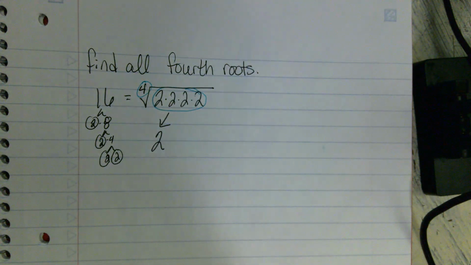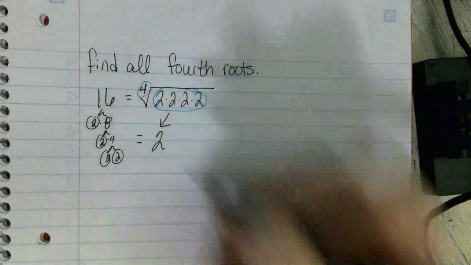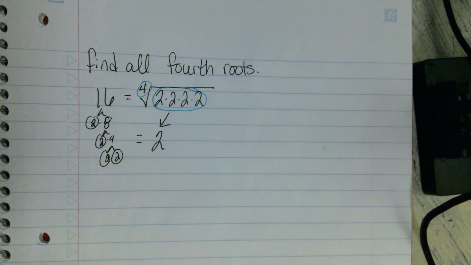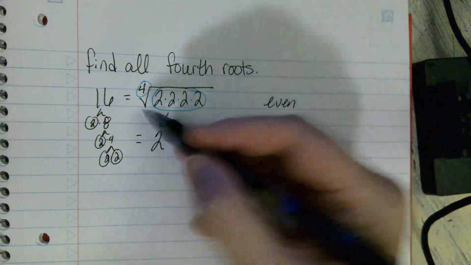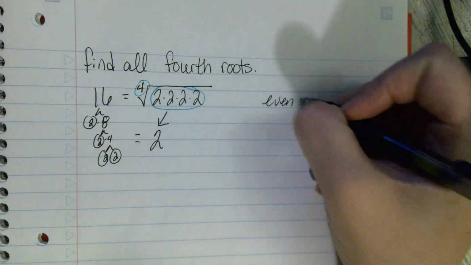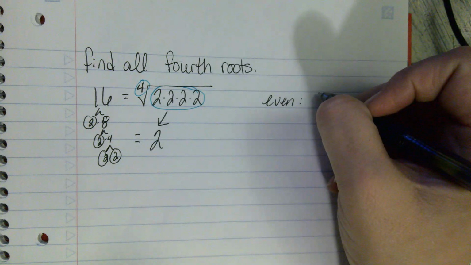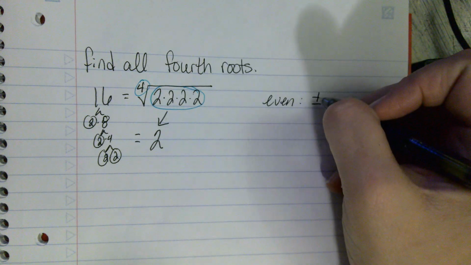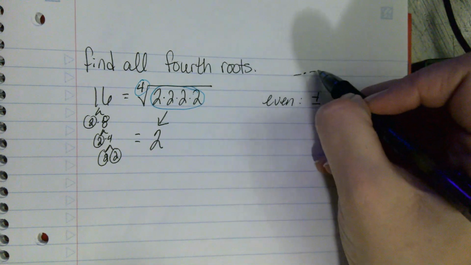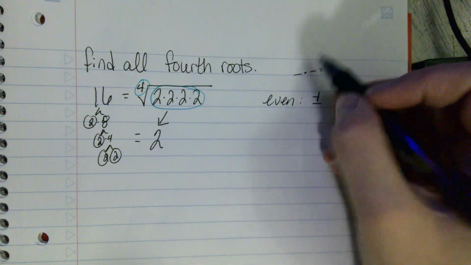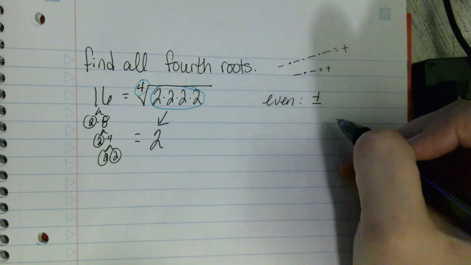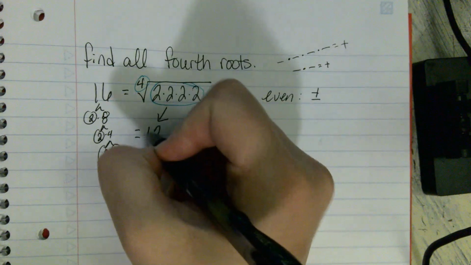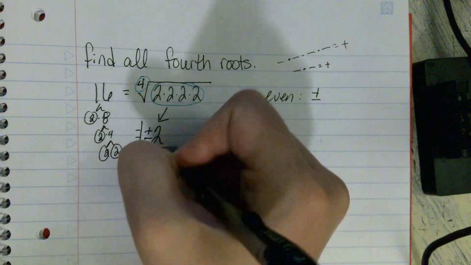Okay, and then we have to think about, well, are they all positive? Or could they have all been negative? Which one would work here? And what will help you is if your index is even, it could be plus or minus, because if you have an even amount of negatives, you still get a positive. So here I can say it could be plus or minus 2.